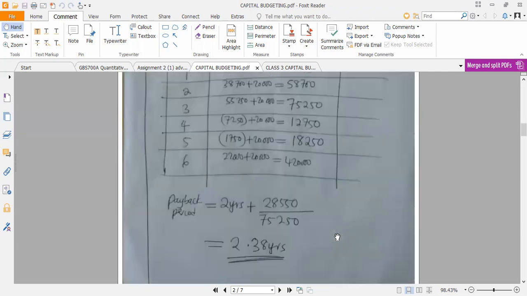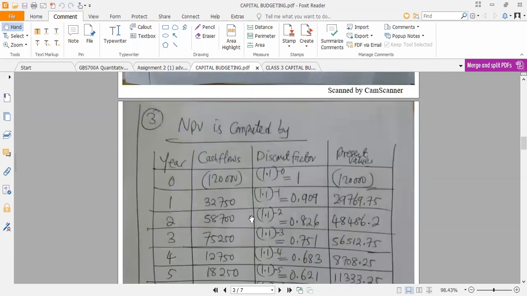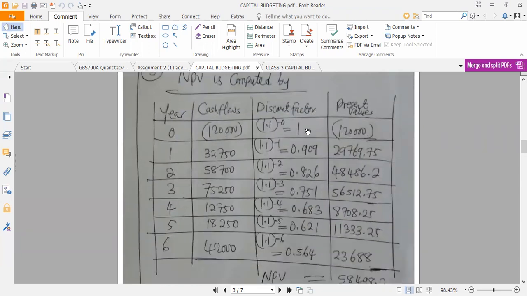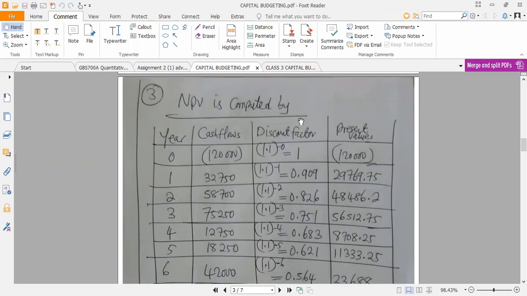Okay, so we get to the NPV. For NPV, we look at the cash flows and the discount factor. This is 10%, so we use 1 plus R in brackets raised to the power negative n. That's how you find the discount factor. So for the first one, it's 1.1, because R is 10%, which is the same as 0.1. 0.1 plus 1 will be 1.1.